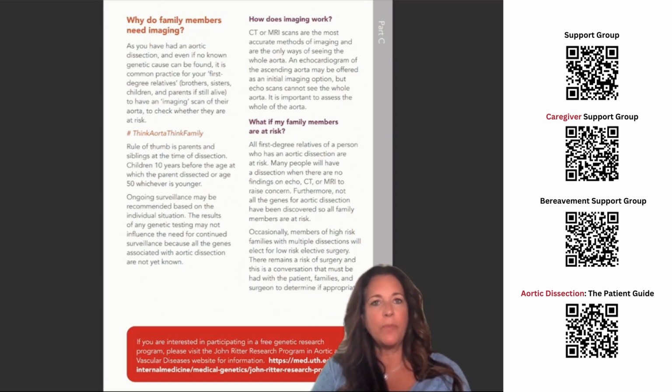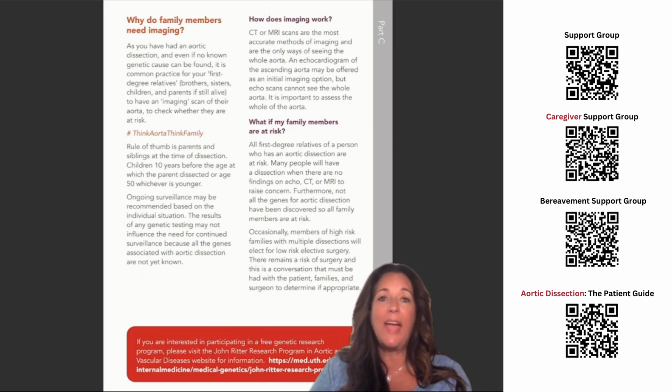What if my family members are at risk? All first-degree relatives of a person who has an aortic dissection are at risk. Many people will have a dissection when there are no findings on echo, CT, or MRI to raise concern. Furthermore, not all the genes for aortic dissection have been discovered, so all family members are at risk.